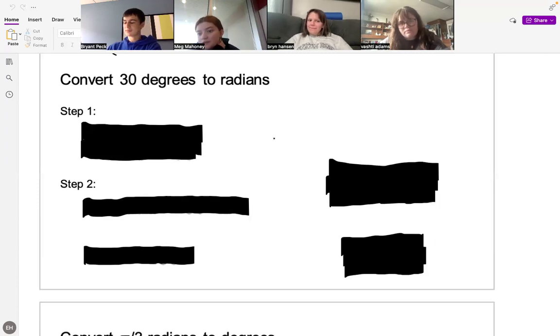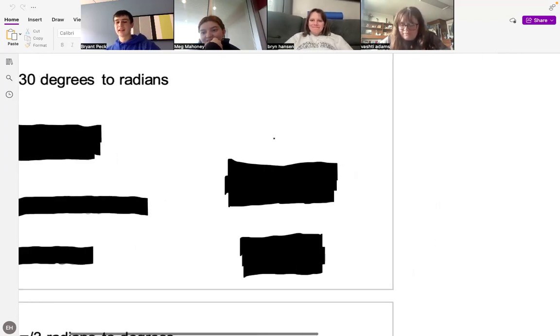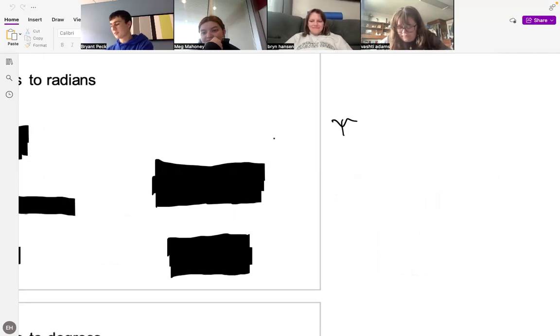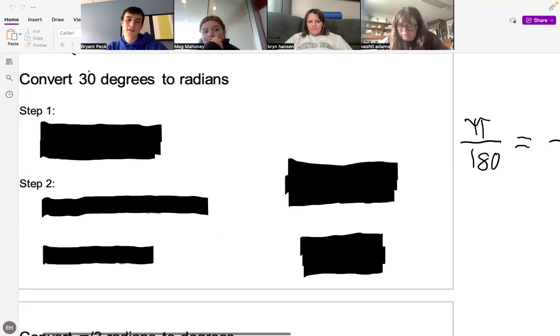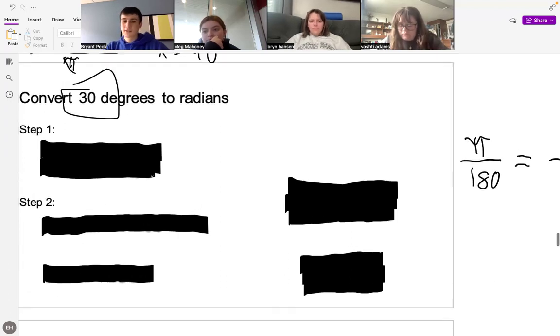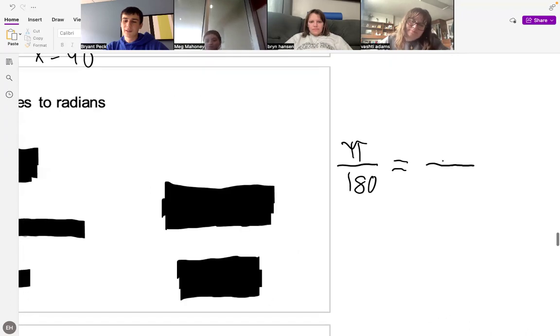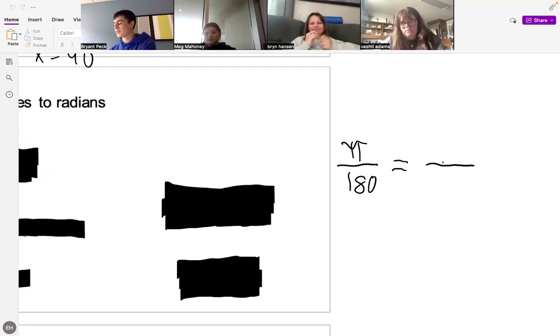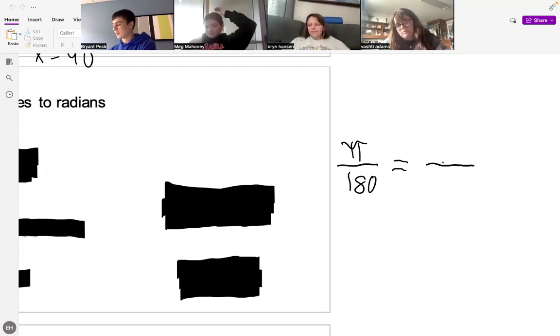Any ideas? Well, we want pi over 180, right? Because those two things are equal to each other, and we know that we can convert easily back and forth between them. And if we set that equal to this over here, we want to find 30 degrees, right? So should I put 30 degrees in our proportion? Should I put that in the numerator or the denominator? Denominator. Right, because we want our angles to be in the same place in our proportion.